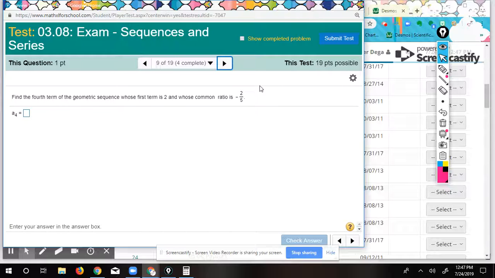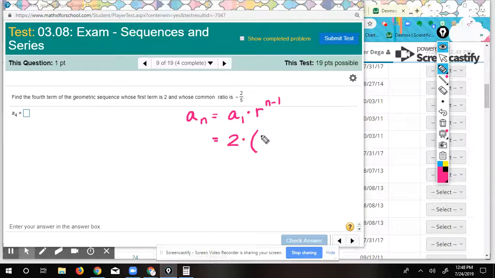Find the fourth term of the geometric sequence whose first term is 2 and whose common ratio is -2/5. So here's where we're going to need that formula. And remember that formula says the nth term is equal to the first term times the common ratio to the n, whatever power you're looking for, minus 1. So our first term is 2. Our common ratio is -2/5. And we want to find the fourth term. So we plug in a 4 here. So 4 minus 1 is 3.